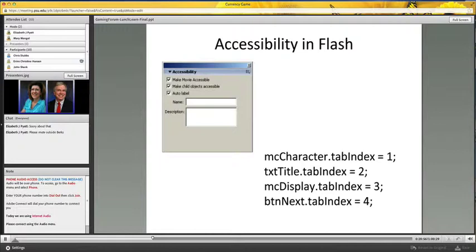Okay, so as I was working on the accessibility, I just want to give you a little brief overview of what I learned as far as Flash and accessibility. The problem with some Flash content and accessibility is that it's time-based.